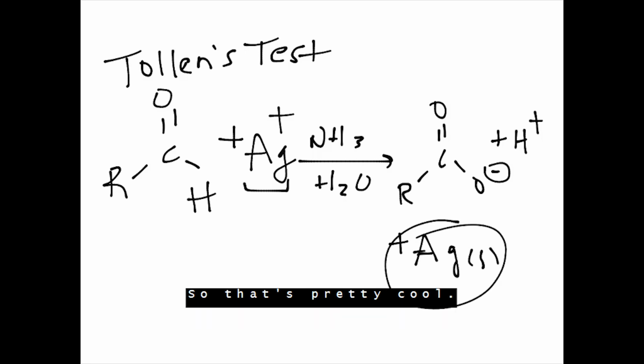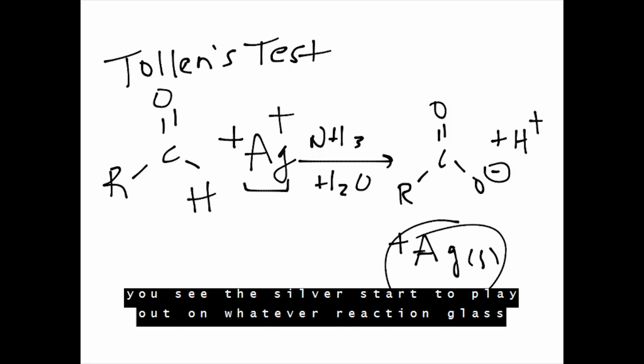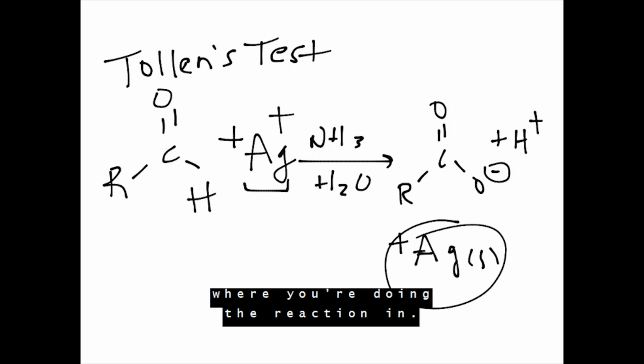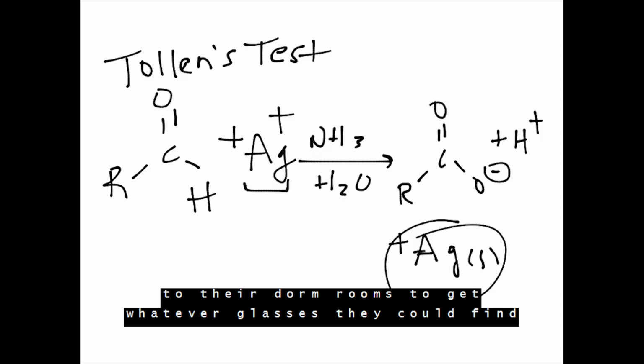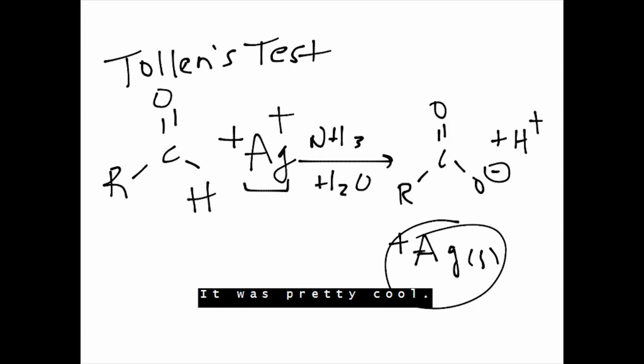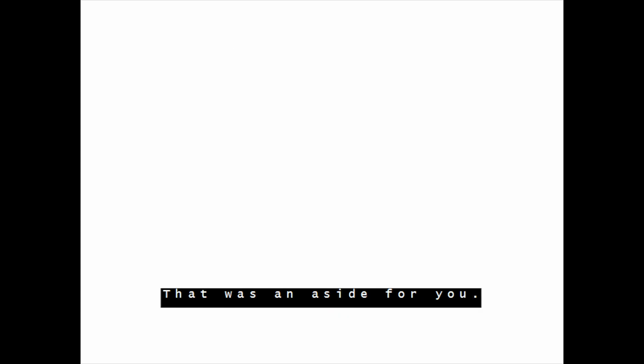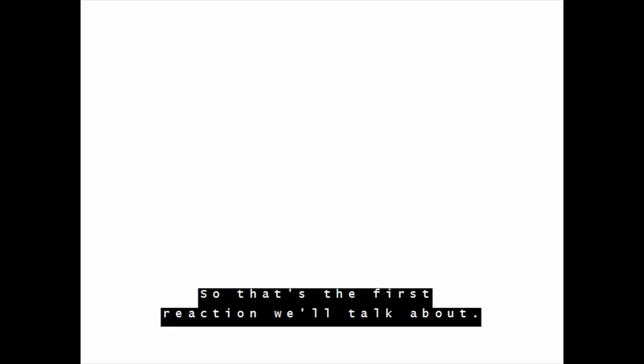So that's pretty cool. What happens as you do this chemistry is you see the silver start to plate out on whatever reaction glassware you're doing the reaction in. We did this reaction when I was in organic chemistry lab, and once we saw what was happening, everybody ran back to their dorm rooms to get whatever glasses they could find and started silver plating everything. It was pretty cool. That was an aside for you. So that's the first reaction we'll talk about.